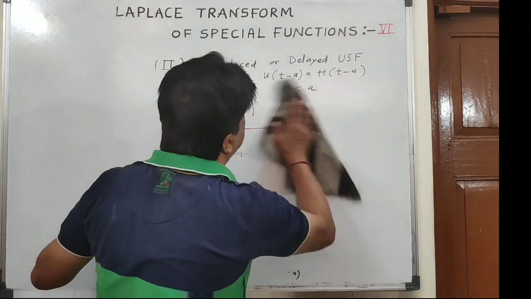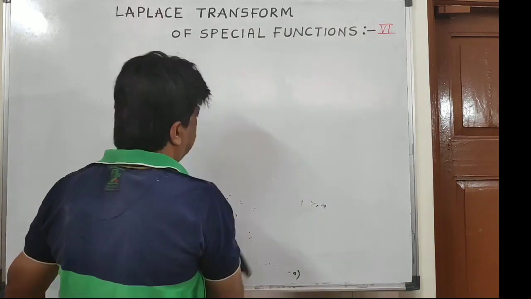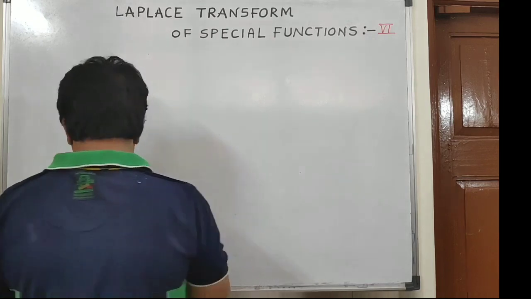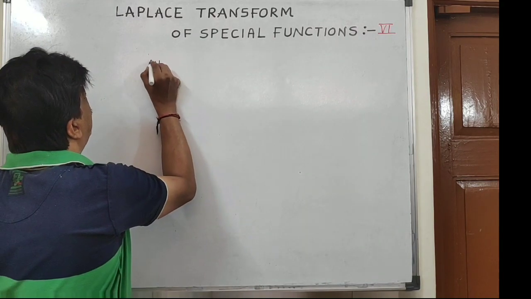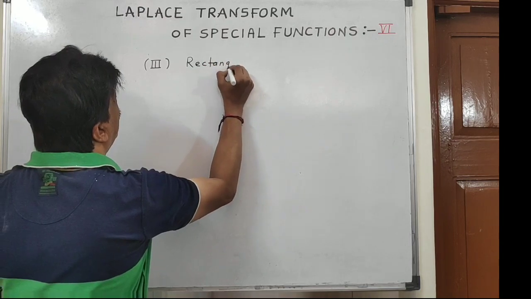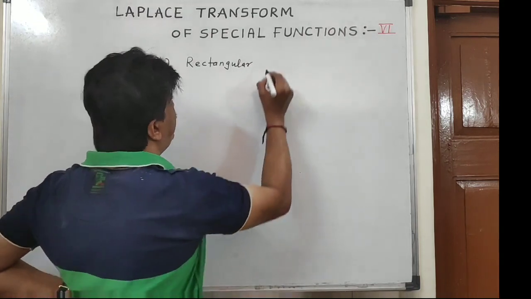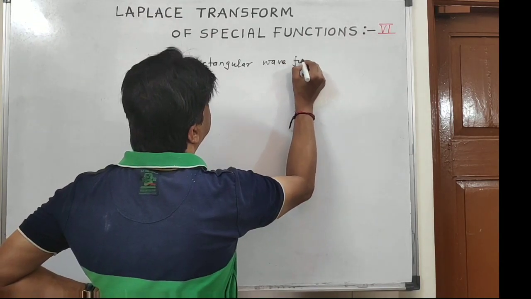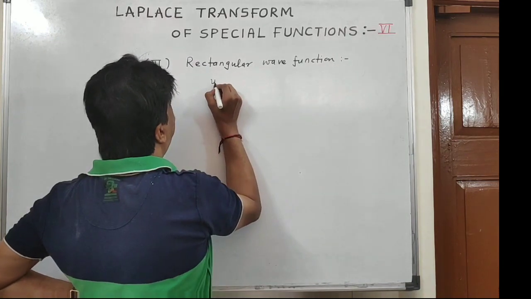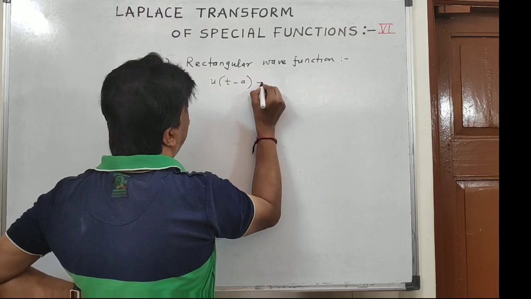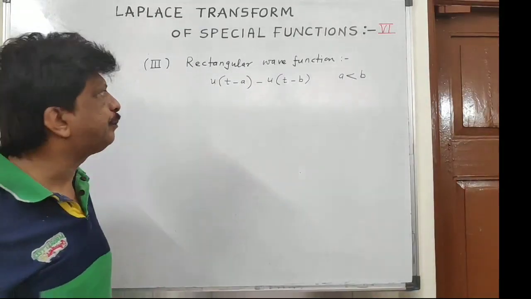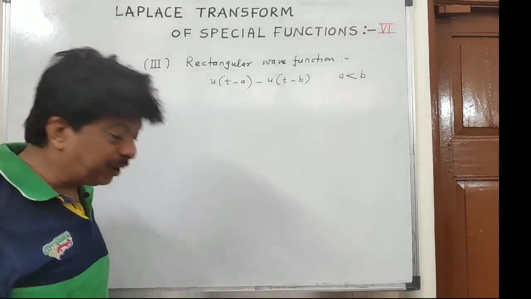Now, third, the rectangular wave function. It is denoted by u of t minus a minus u of t minus b, where a is strictly less than b. It is also called the pulse function.